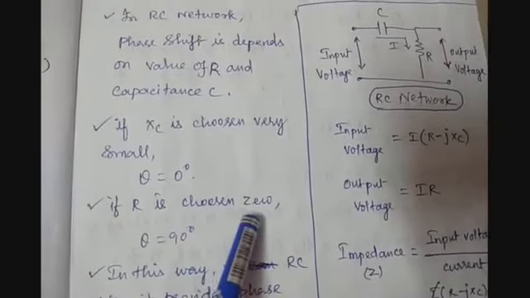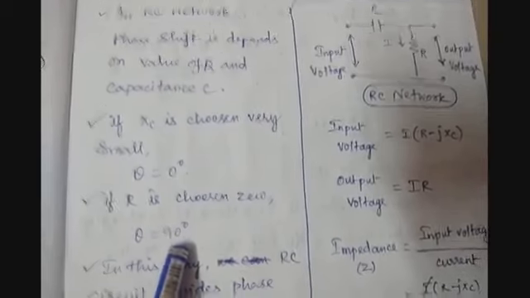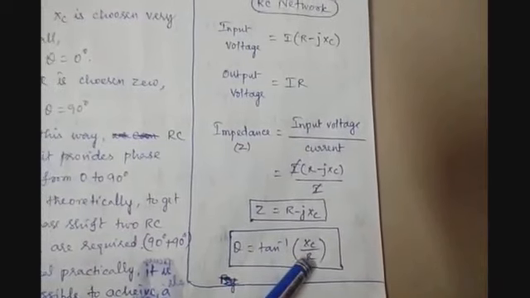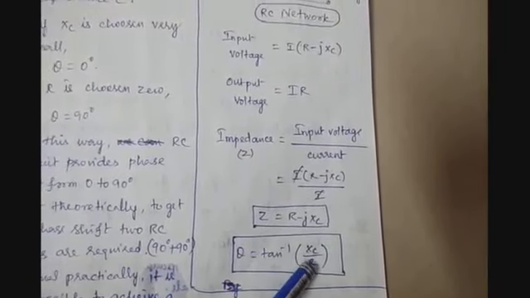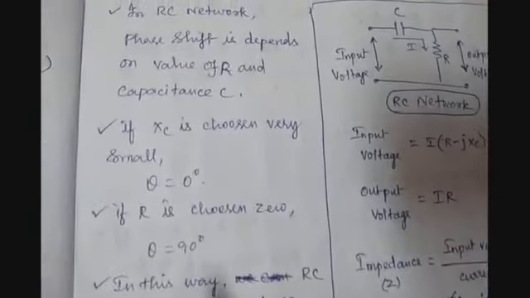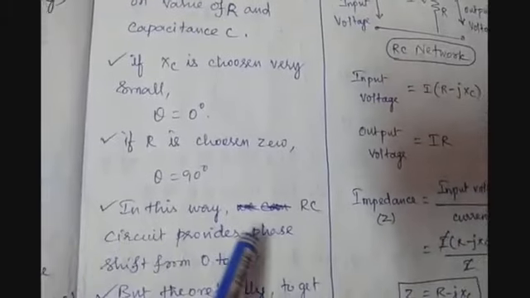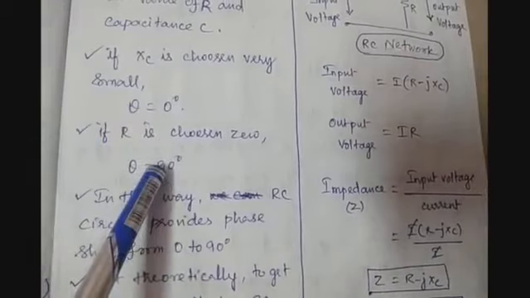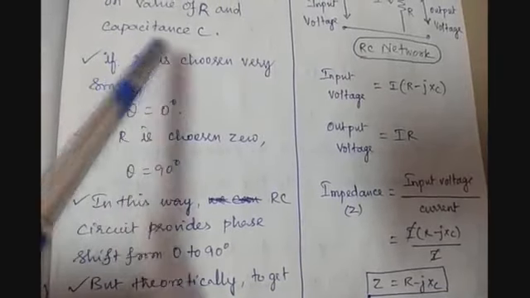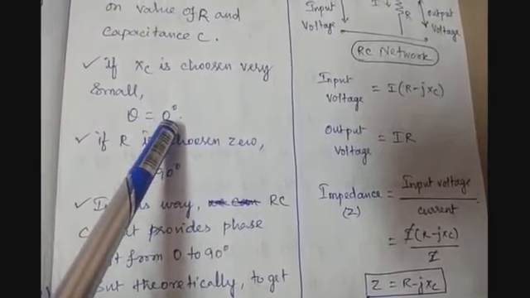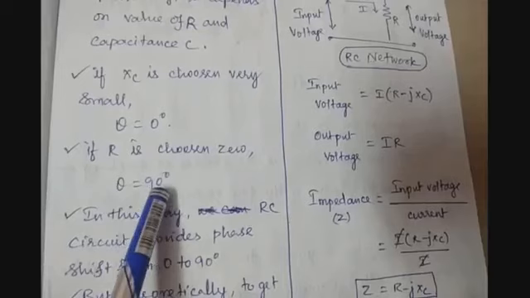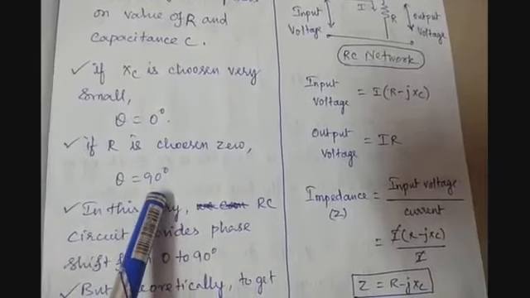If R is chosen 0, then theta equals 90 degrees. We know very well, if I substitute R equal to 0, then tan inverse of infinity equals 90 degrees. In this way, the RC circuit produces a phase shift from 0 to 90. If I choose XC small, then the phase shift is 0. If I choose R as 0, then the phase shift is 90 degrees.